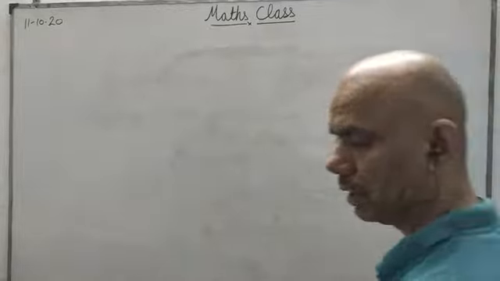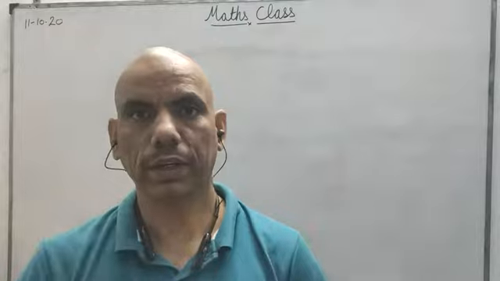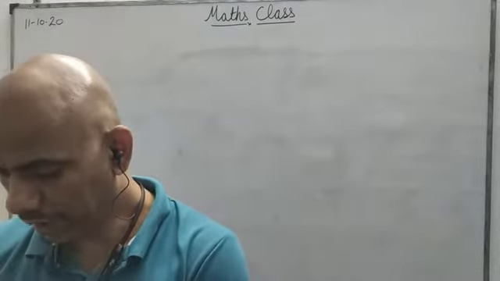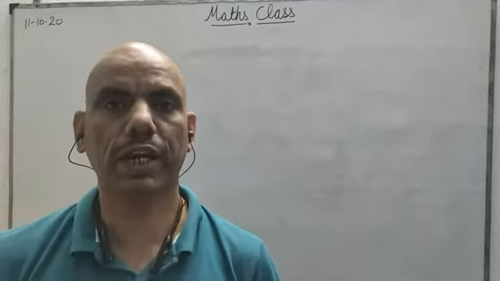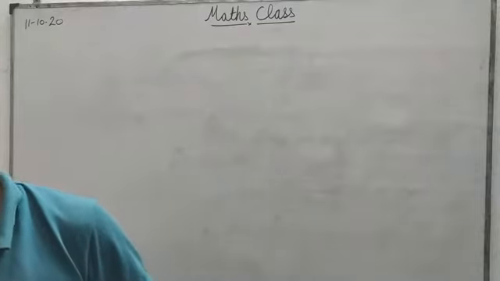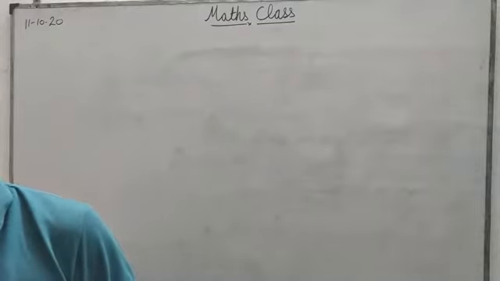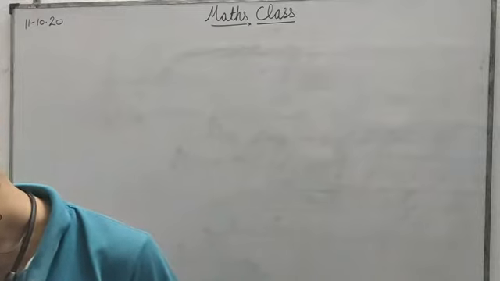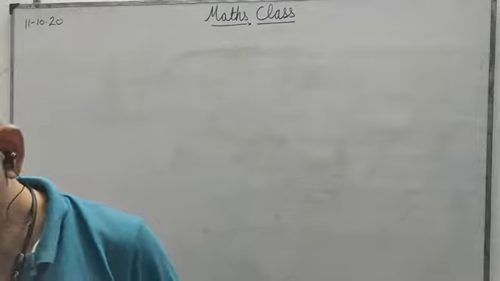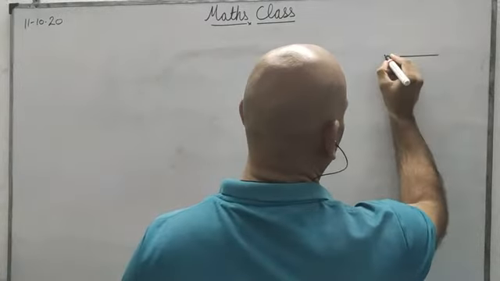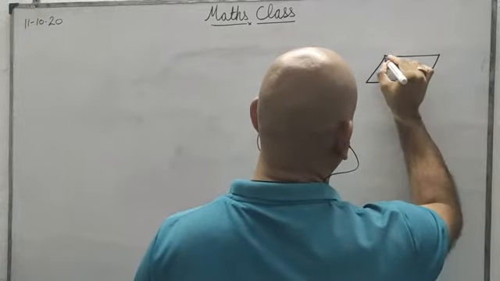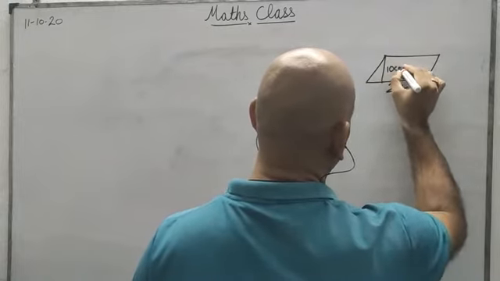Hello my dear students, once again I am here and as we were solving exercise 11.1, we have already completed 3 questions in it. Let us start the 4th question for you. What the 4th question is saying: a flooring tile has the shape of a parallelogram with the base 24 centimeter and the corresponding height 10 centimeter. The shape of the tile is parallelogram, 24 centimeter base and 10 centimeter the corresponding height.